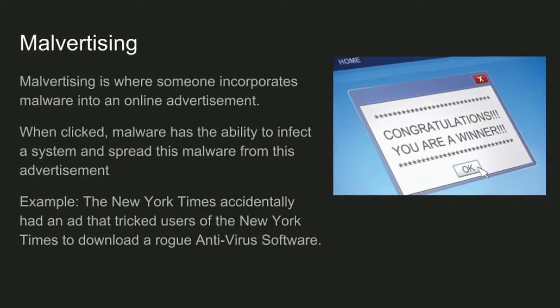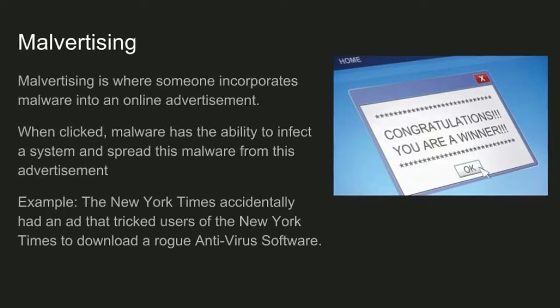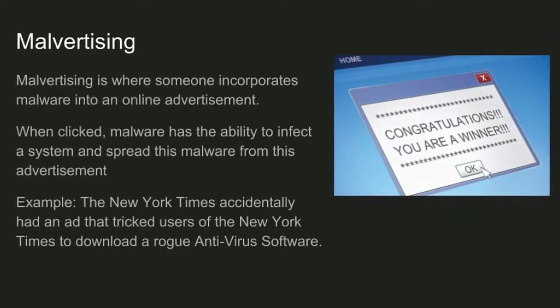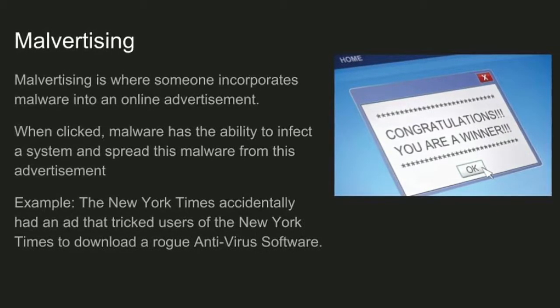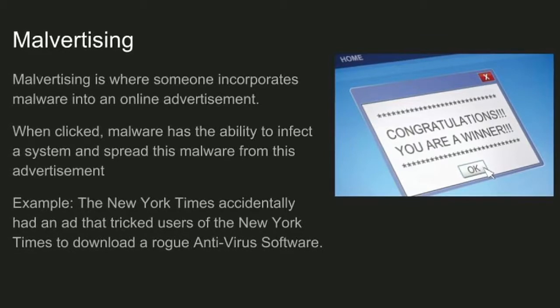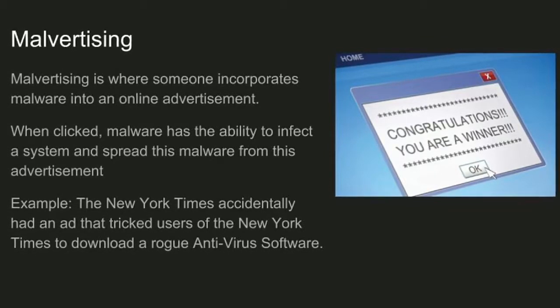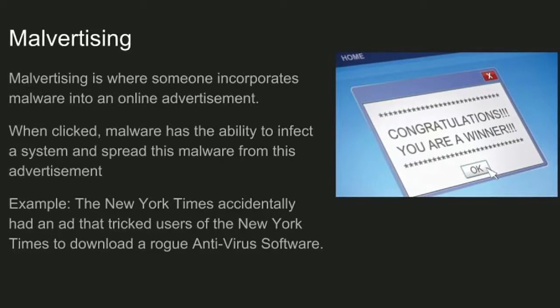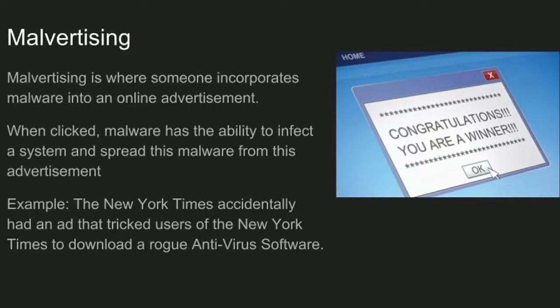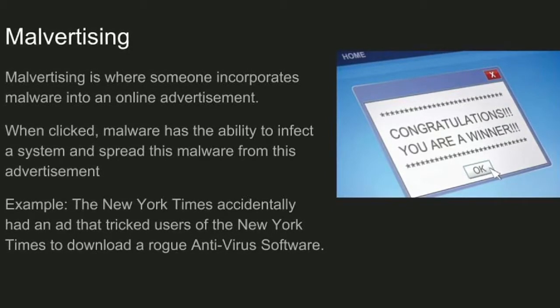Malvertising is when somebody makes an advertisement online that contains malicious software. When this is clicked, the malware has the ability to get into the system and cause users to download malware. An example would be when the New York Times had a rogue antivirus software ad on their page.